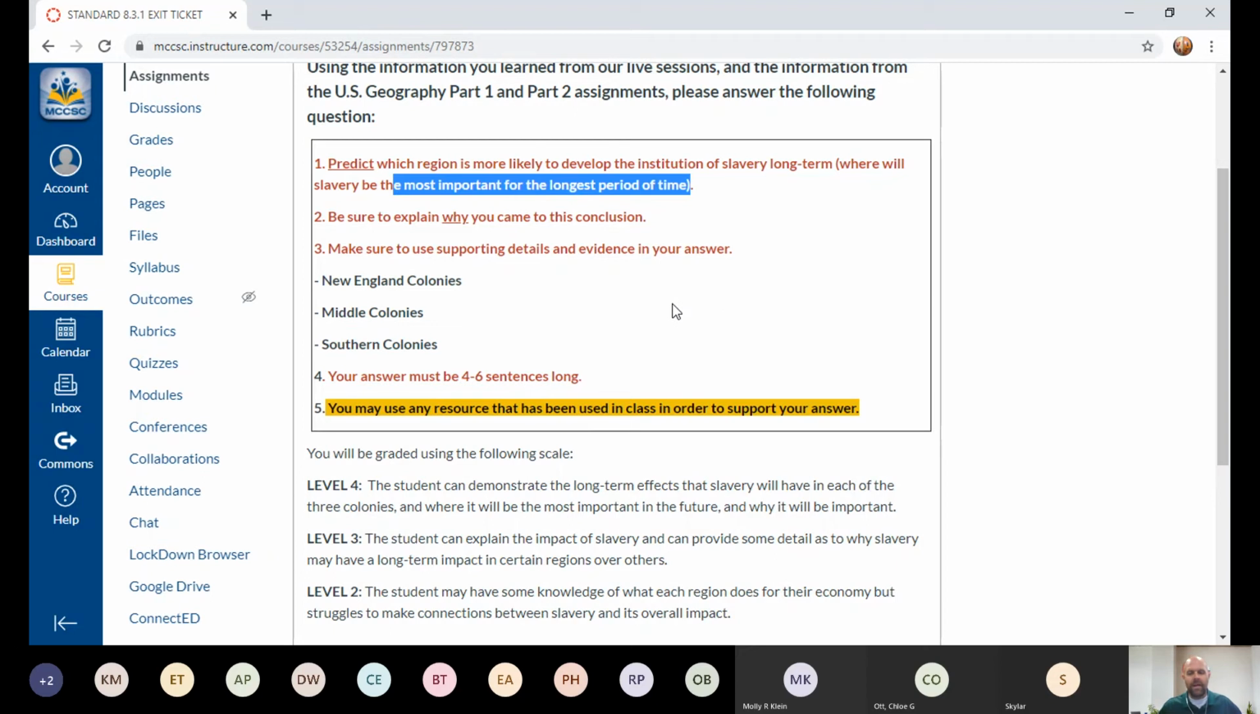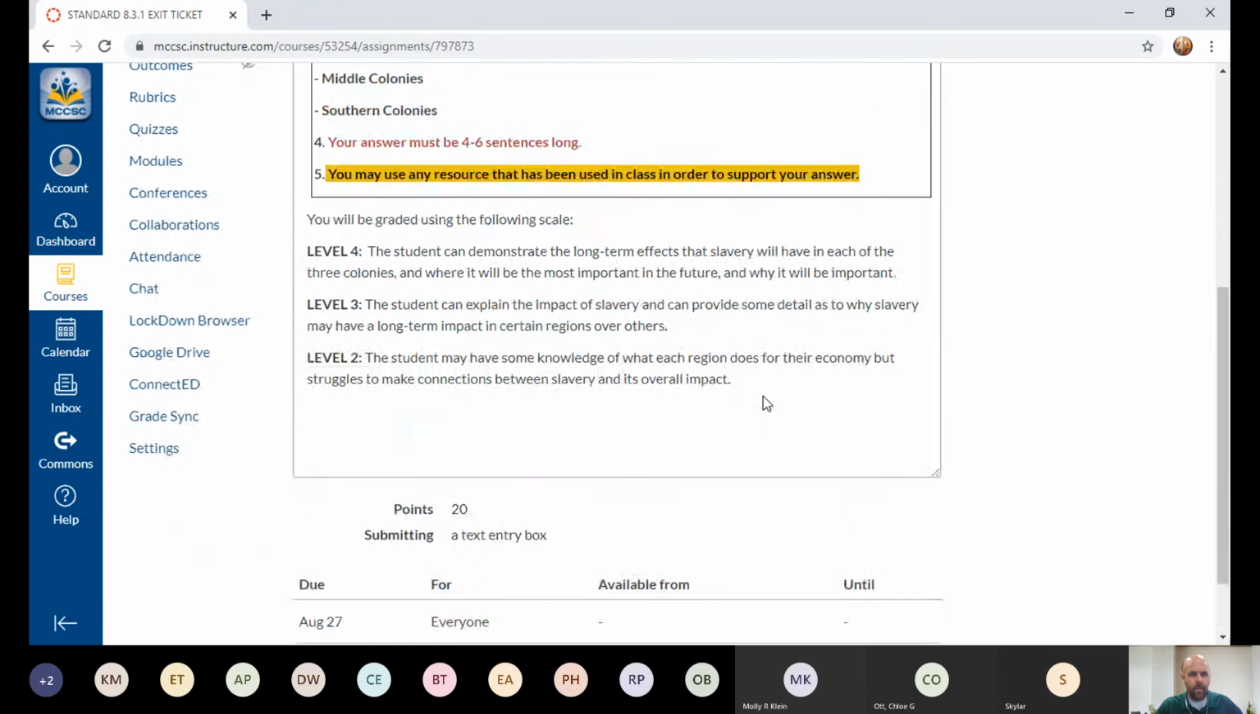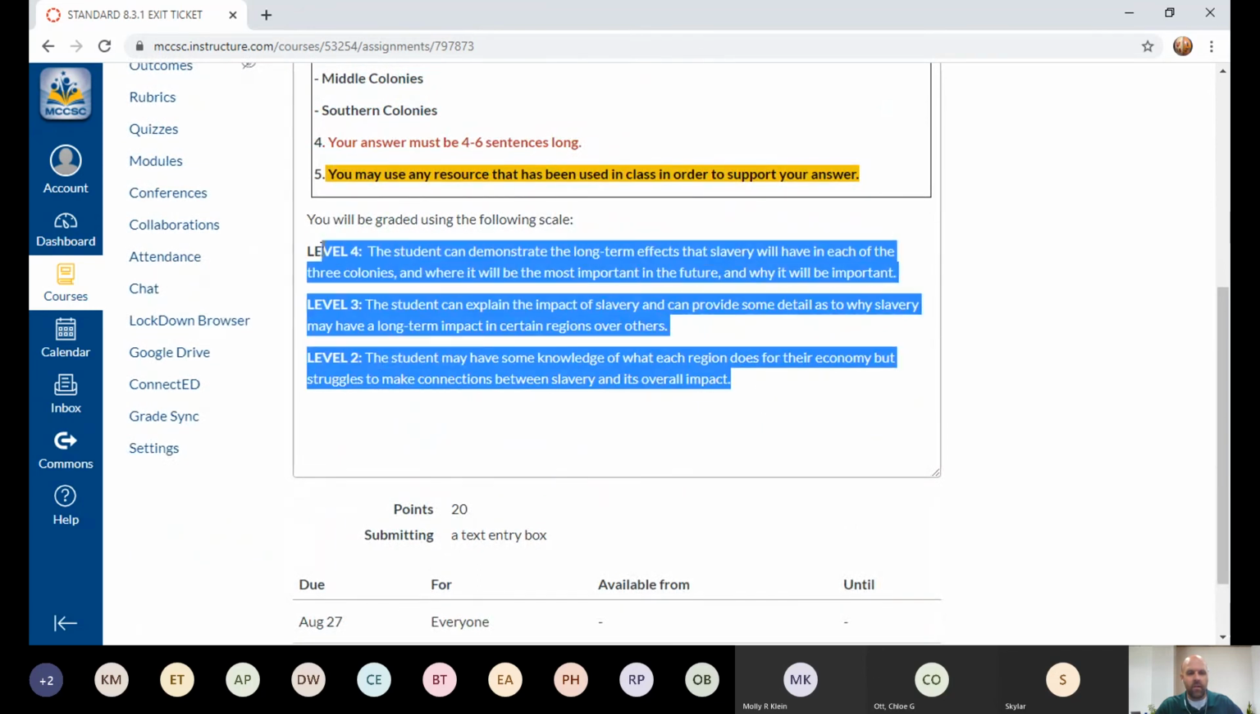Okay. I would like a 4 to 6 sentence answer for this, but please note the highlighted number 5. You can use any resource that you want to answer this because you're doing this on your own. We're not doing this in a testing setting. This is going to be an exit ticket. So use today, use tomorrow to answer this. But I want you to understand, this is a 20-point grade, and it's going to be an assessment grade. And if you're wondering, how do I need to demonstrate my level of knowledge? I put that right here.